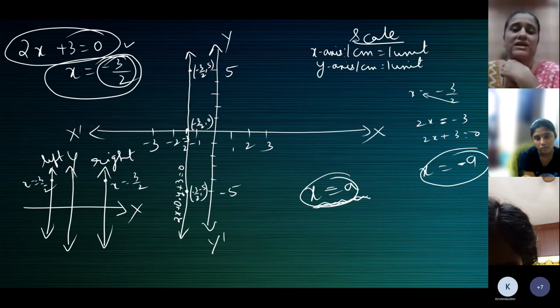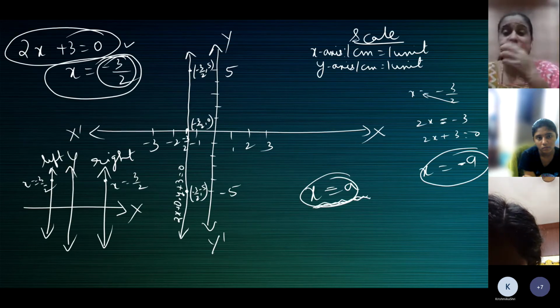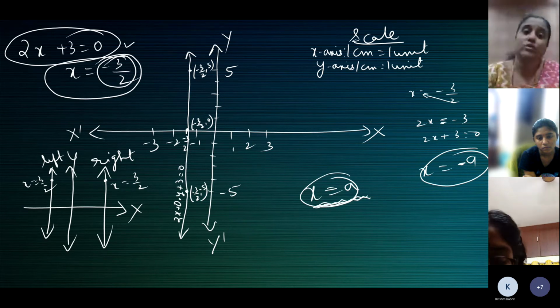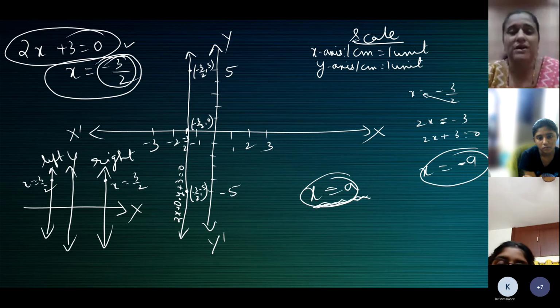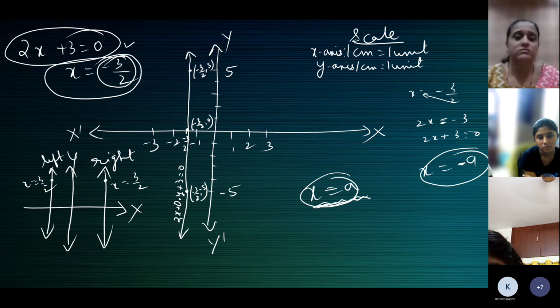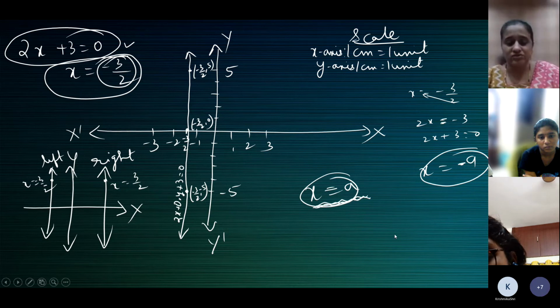Here, x is equal to minus 3 by 2. So it will be parallel to the y-axis. The graph line will be parallel to the y-axis. So with respect to the y-axis, left side or right side? If it's negative, minus 3 by 2, left side. Plus 3 by 2, right side. Okay. Now with this knowledge, we'll just try to solve some questions.